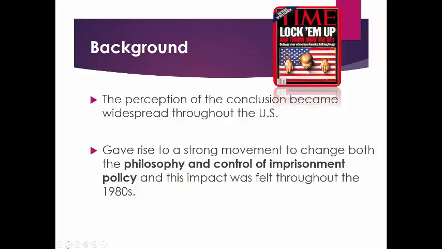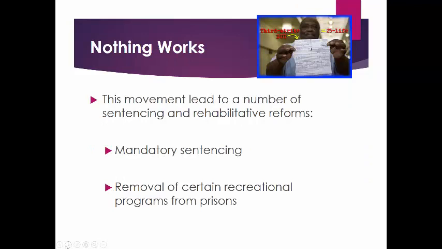People saw us being soft on criminals, getting things that other people weren't getting, like college educations, whereas other people were struggling to pay for them. So there was a strong movement to change both the philosophy and the control of imprisonment policies. It was really lock 'em up and throw away the key. We saw things such as mandatory sentencing and the removal of certain recreational programs from prison, and the three strikes you're out laws, which we're still reeling from today. We have people in prison from that period who are still there because of relatively minor crimes. We also saw mandatory sentences, with increased sentencing for juveniles being sentenced as adults, and more years for people who commit crimes with weapons, things like that.